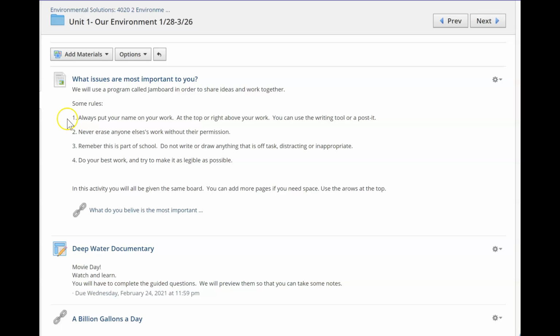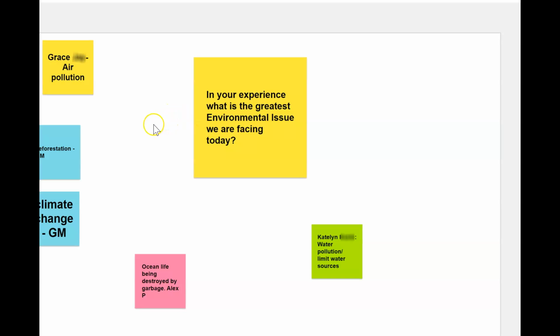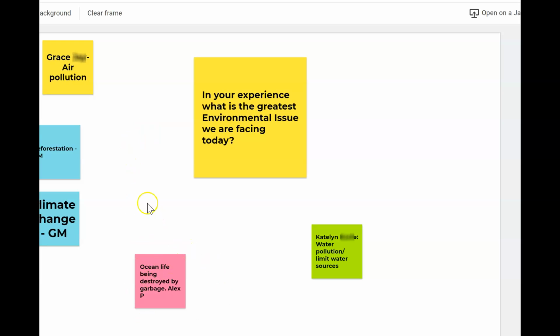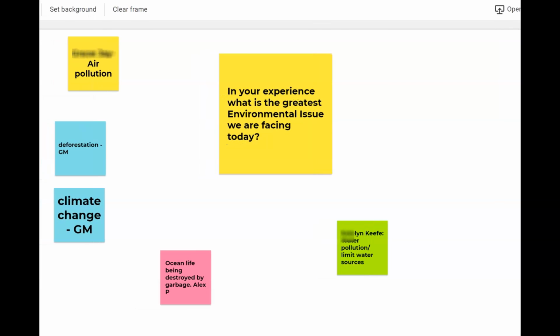So the first activity is what is most important to you. This is a Jamboard where students work to express themselves and show what was most important to them. This is a brainstorming activity. And you can see that there are different ways that students used the bits to express themselves in this example.